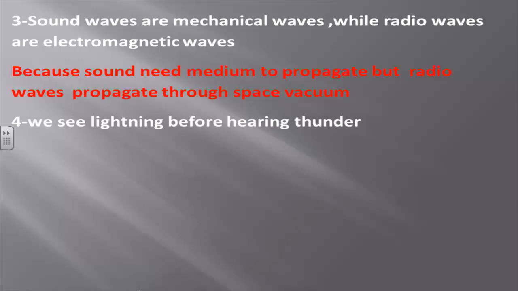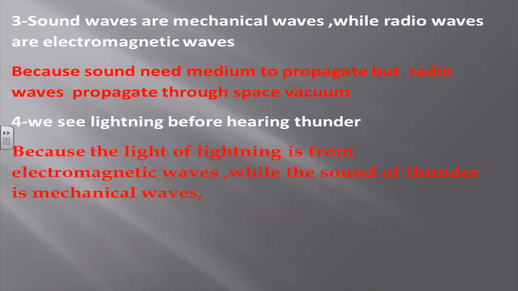Question number 4. Why do we see lightning before hearing thunder? All of us know this phenomenon. Because the light of lightning is from electromagnetic waves, but the sound of thunder is from mechanical waves, and the velocity of electromagnetic waves is much greater than the velocity of mechanical waves.